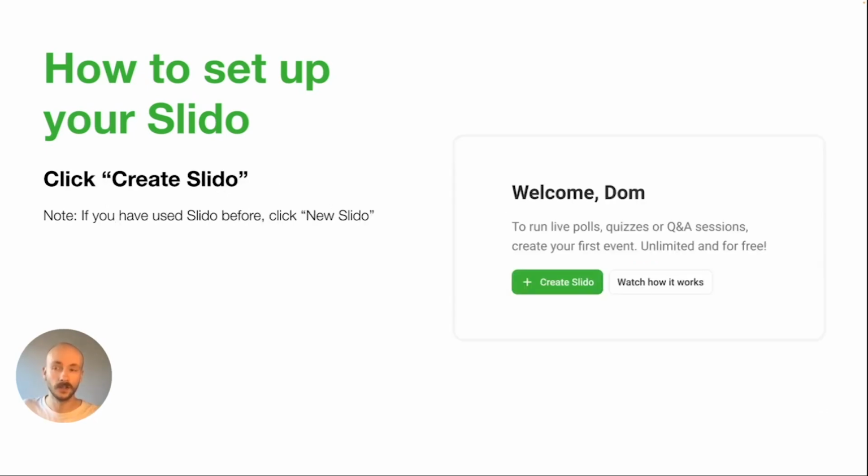After that, you can set up a Slido by clicking the Create Slido button. If you already have an account and you've maybe been in there before and created some Slidos, then you can just click that new Slido button and that will give you a fresh session.